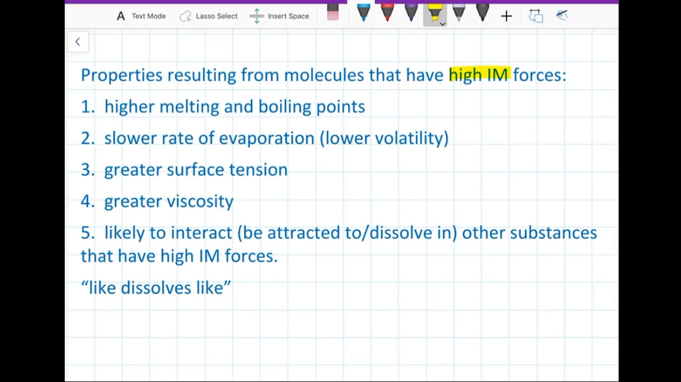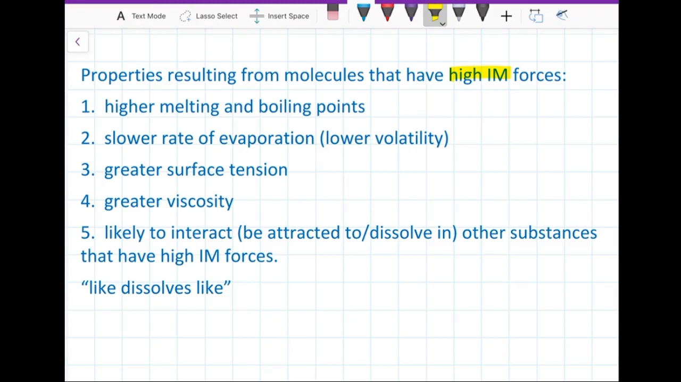Another one is surface tension. So if you've ever done the little activity where you stack drops of water on a penny and see how many you can get on there, you've seen the surface tension of water, again, because it has hydrogen bonding. If you try to do the same thing with, let's say, ethanol, there's not as much intermolecular force. You're not going to be able to stack as much. Your bubble is not going to be as big.